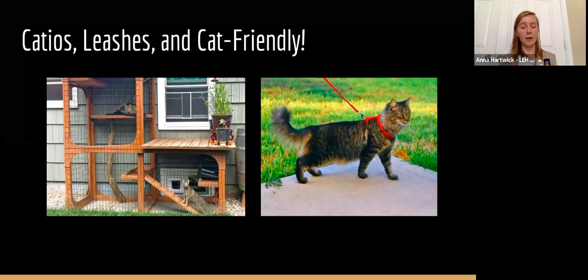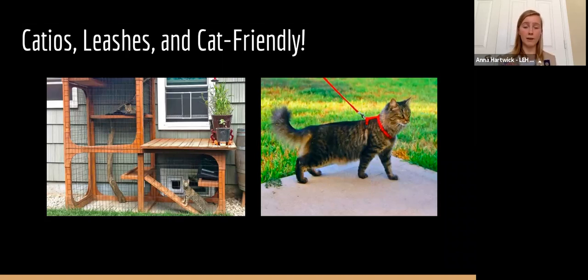Another cool thing about catios is if you have a kitty door, you can put your catio right outside the kitty door, so your cat can still come and go as they please, yet they're safe because they're away from other dangers, and birds and other small animals are also kept safe.